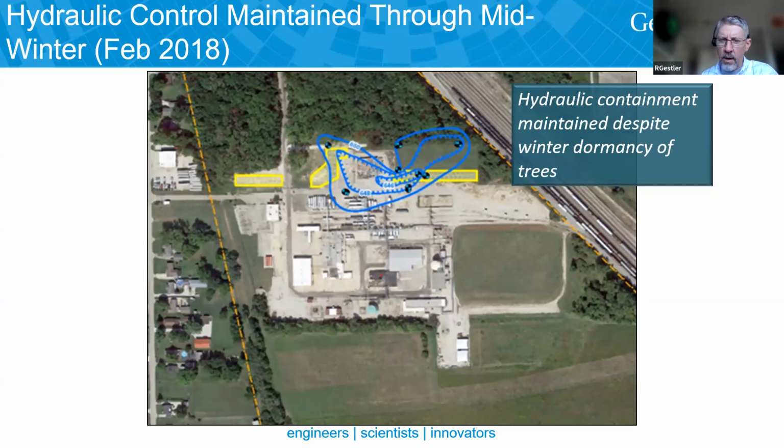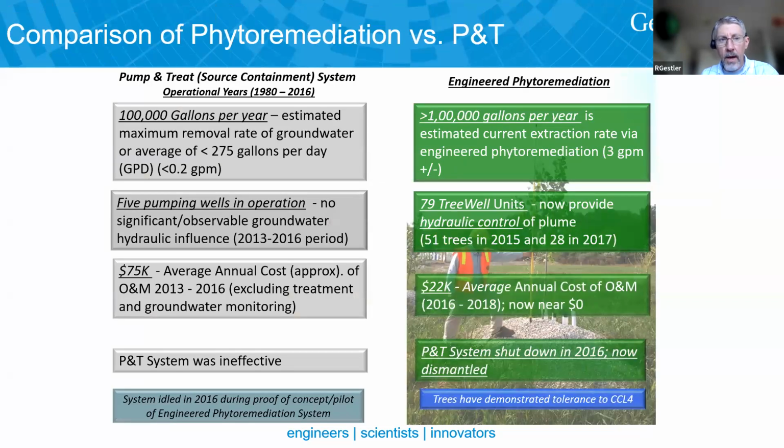Now we do have milder winter days in Illinois, where it's maybe above 40 degrees, and we did include some conifers at this site. Of course, conifers are evergreens, so on a mild winter day, they're going to continue to transpire. And the result was we continued to see an inward gradient even in February. I'm happy to discuss this in the questions portion of this presentation, but we can overcome winter dormancy. It's simply about how you design the system. So then, a quick comparison of the phytosystem versus the old pump and treat.